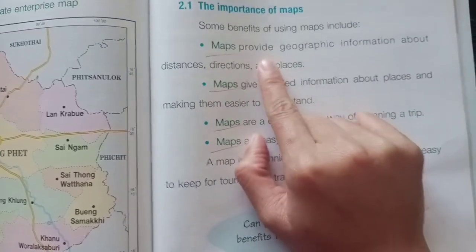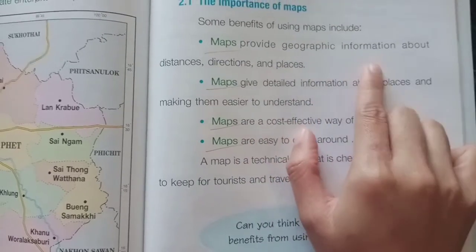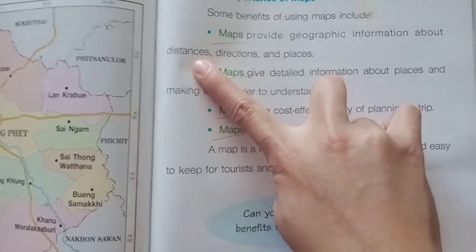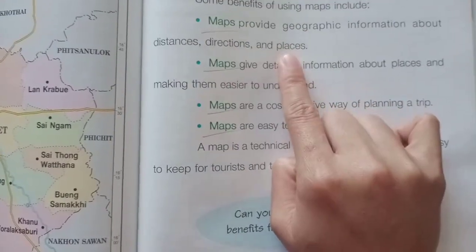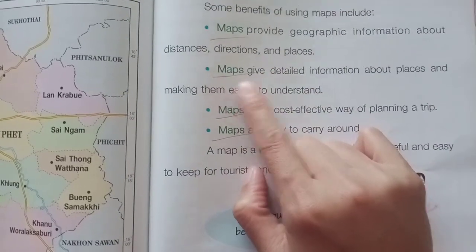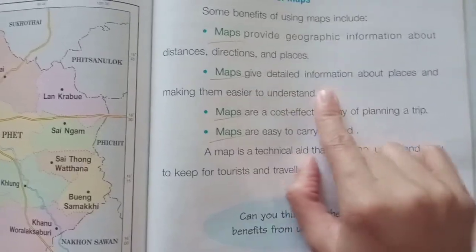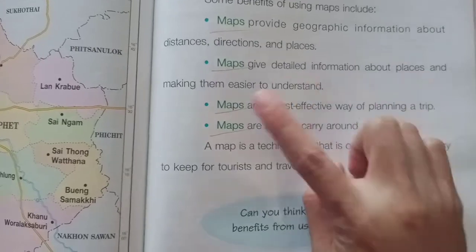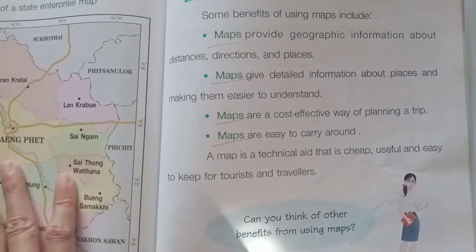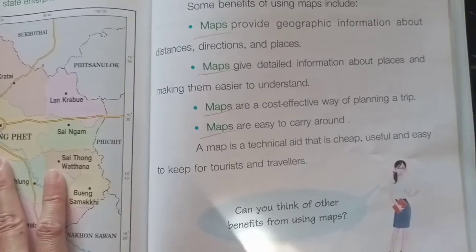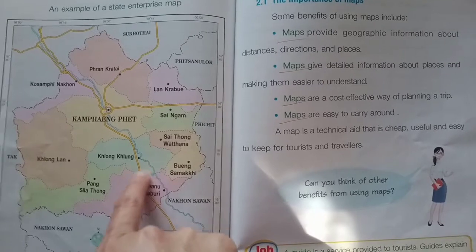So maps provide geographic information about distances, directions, and places. And also maps give detailed information about the places and make them easier to understand. So it means to say, by using the map, it gives us directions, and it also makes us easier to understand everything around it because we have the map.